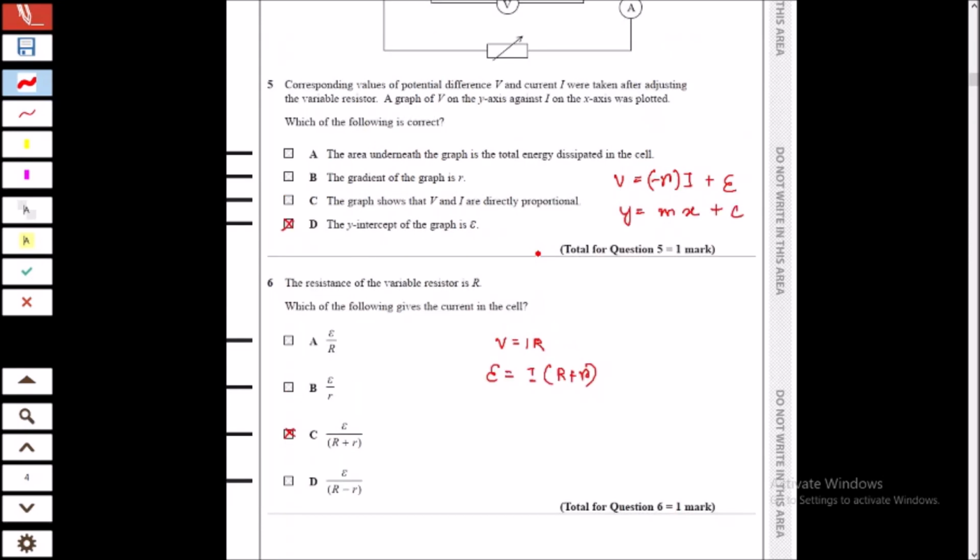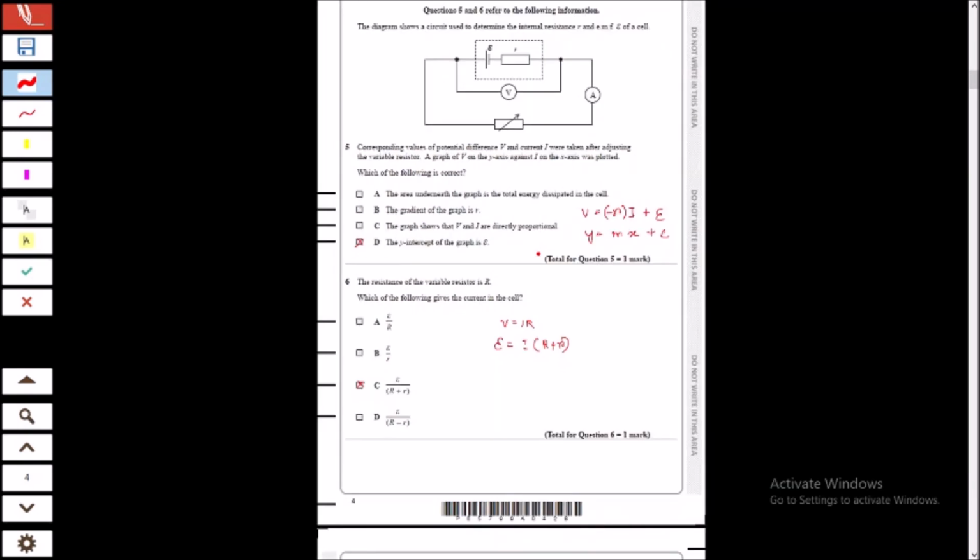So the equation V = IR can be applied to this circuit. If we do that, our V, the voltage supply, is epsilon, our I is I, and our total resistance is not only R, but along with R we have the internal resistance, small r. So you have to take this into account.